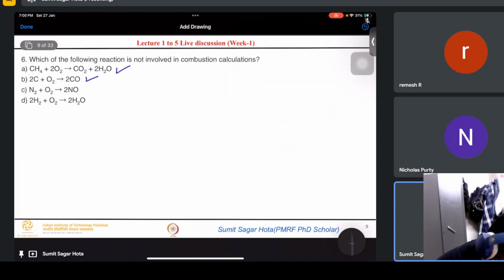Next, the water reaction is also correct: 2H2 plus O2 gives rise to 2H2O. This is the correct reaction. Now, if you see this reaction, N2 plus O2 gives rise to 2NO. This actually seems like it's correct, but it's actually wrong. Why is it wrong?